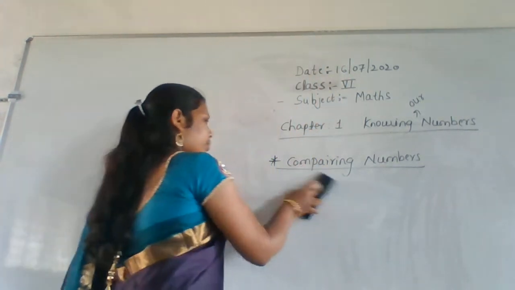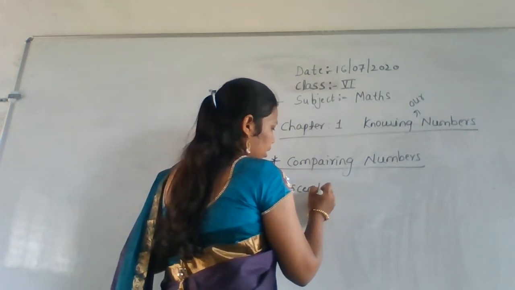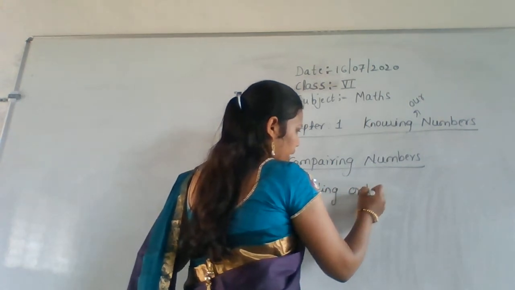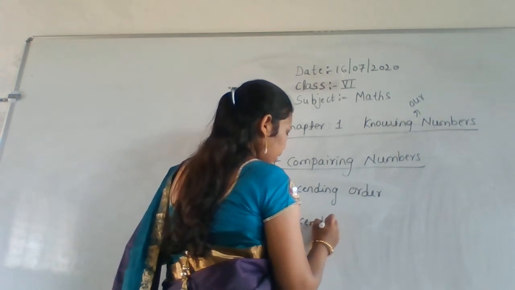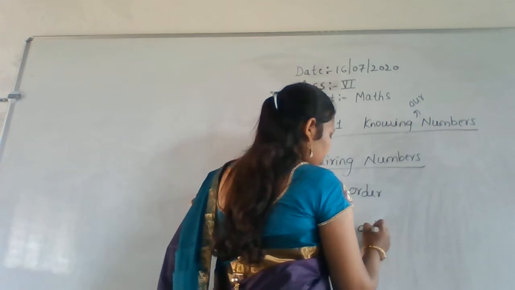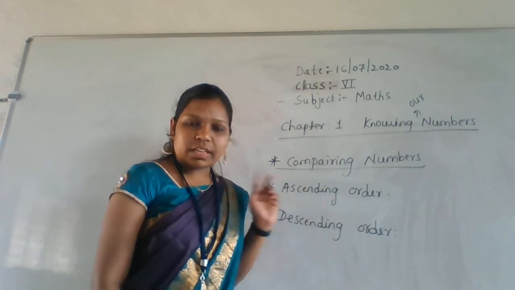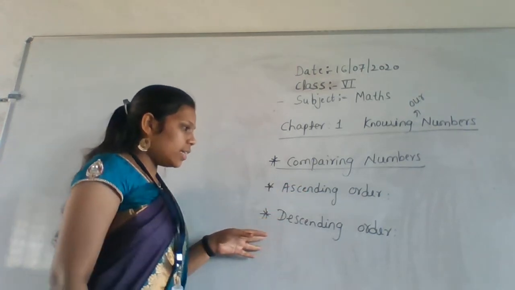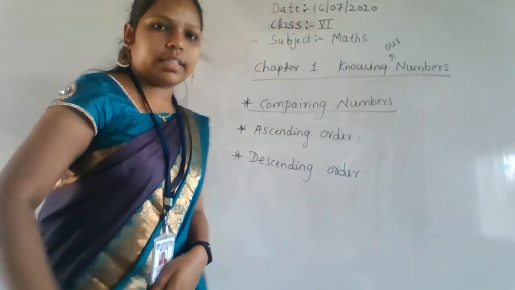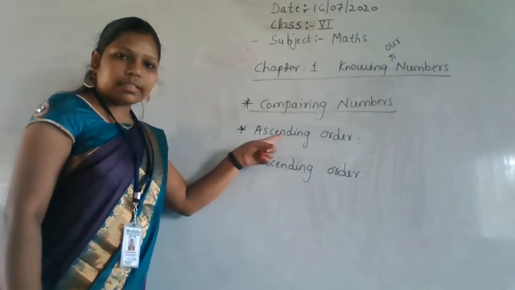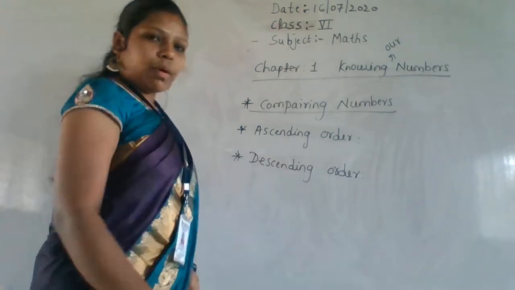Next one is, you know how to write the ascending order, and the next one is the descending order. Everyone knows, right? Ascending order means what? Smallest to biggest number. And descending order means what? See here. Ascending order means smallest to biggest, and descending order is nothing but biggest to smallest.